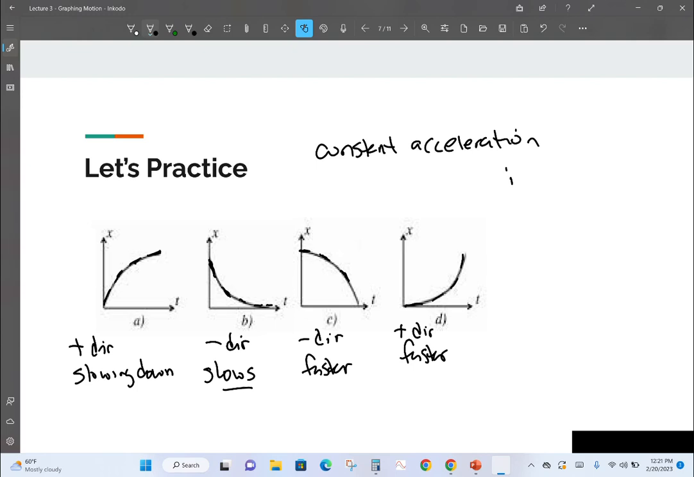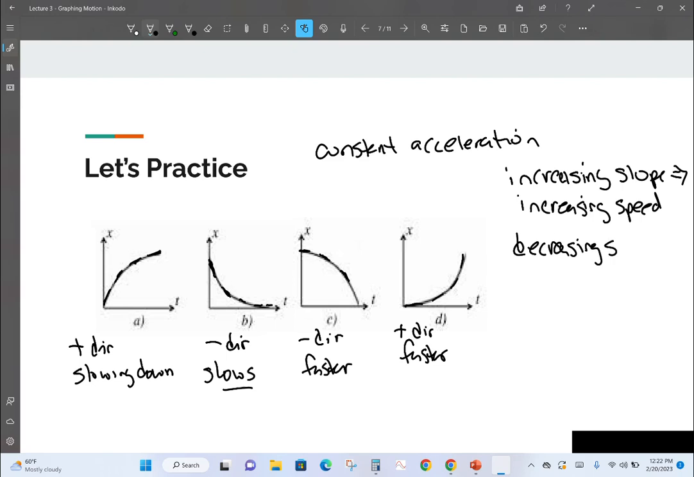So increasing slope equals increasing speed. Decreasing slope indicates decreasing speed. You're slowing down.